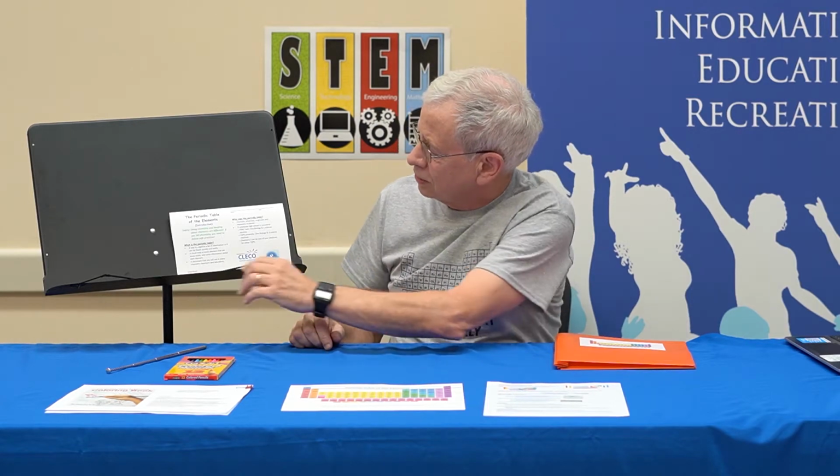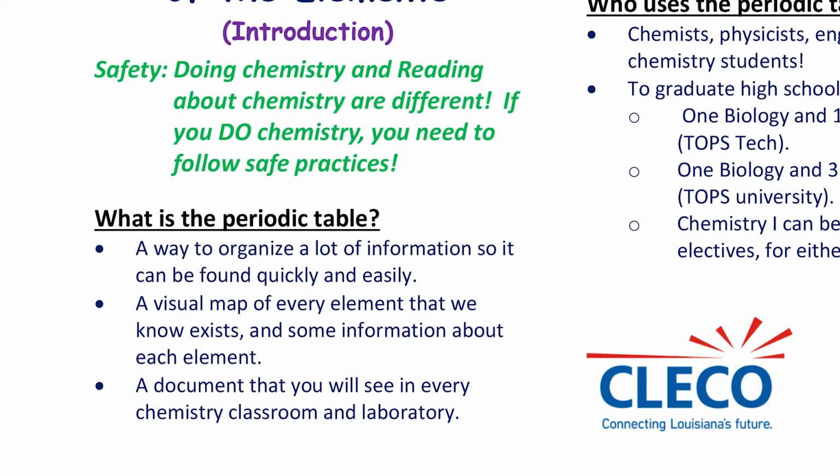The next topic on our page says, what is the periodic table? The periodic table is a way to organize a lot of information so that it can be found easily and quickly. It's also a visual map that relates some information to other pieces of information, and it lists each of the elements. We'll talk about what an element is in just a few minutes. It's also a document you're going to see in every chemistry classroom.